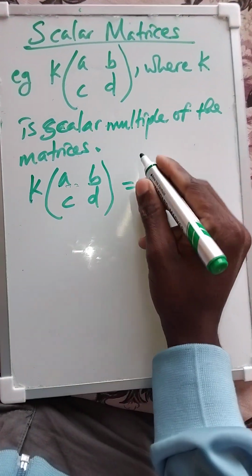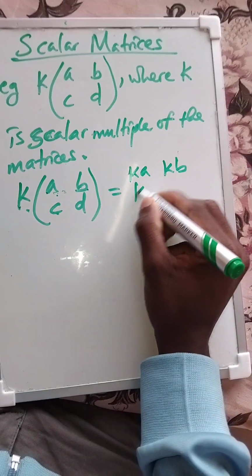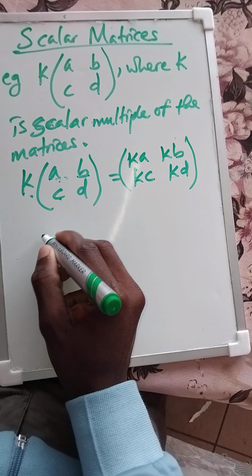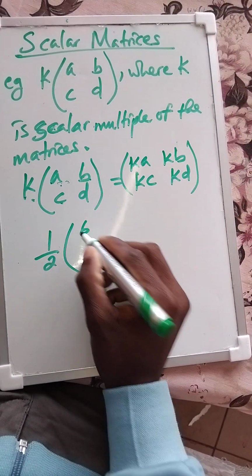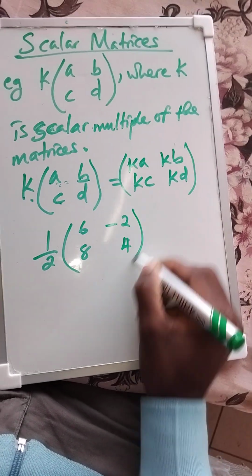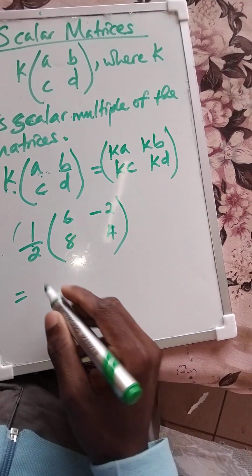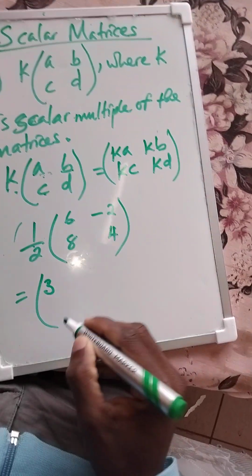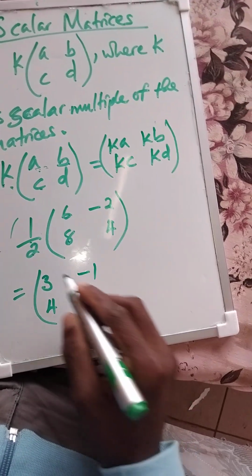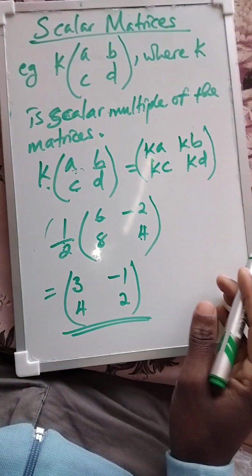So K times A gives KA, K times B gives KB, K times C gives KC, then KD. For example, we have 1 over 2 times the matrix 6, 8, negative 2, 4. Half is the scalar, so half times 6 gives 3, half times 8 gives 4, half times negative 2 gives negative 1, half times 4 gives 2. That is scalar multiplication of a matrix.